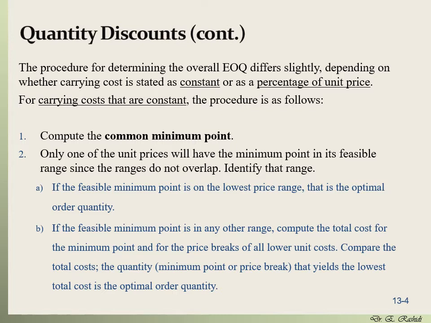The first scenario is that the carrying cost is considered a constant. So H is constant here. If H is constant, this is the procedure to find the optimal quantity, the economic order quantity. One, start by computing the common minimum point. So you're going to find the quantity using the formula, which is the square root of 2 multiplied by D multiplied by S divided by H. So this is going to give you a quantity.